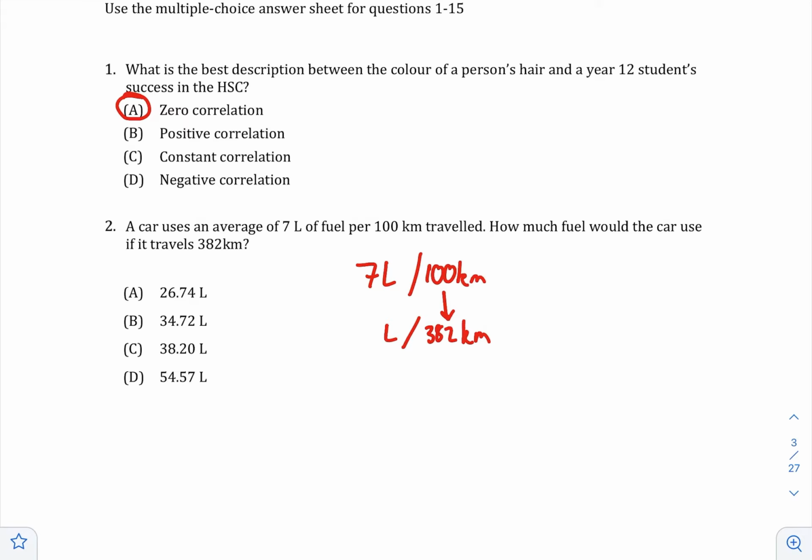So what do we have to multiply 100 by to get 382? Well, it's going to be 3.82. If we multiply by 3.82, we get 382 kilometres. So if we do that for the 100, we need to do the same thing for the litres. So 7 times 3.82 gives us 26.74 litres, which is our answer, A.